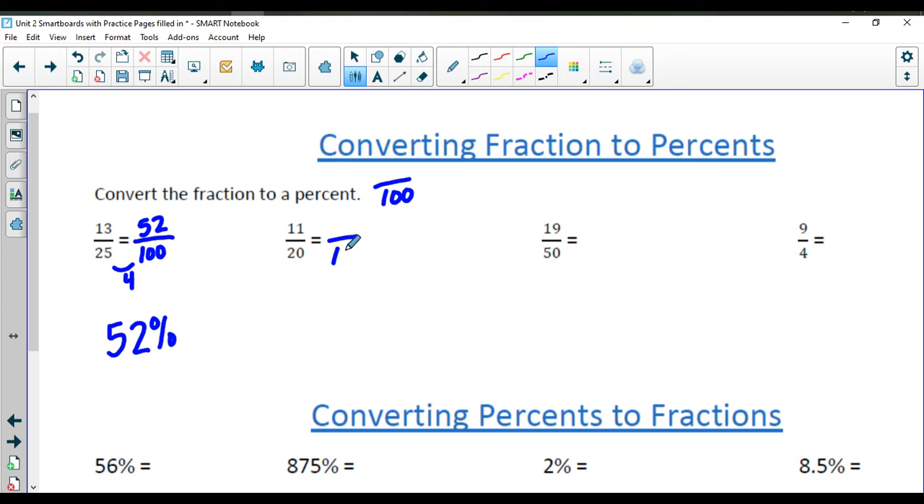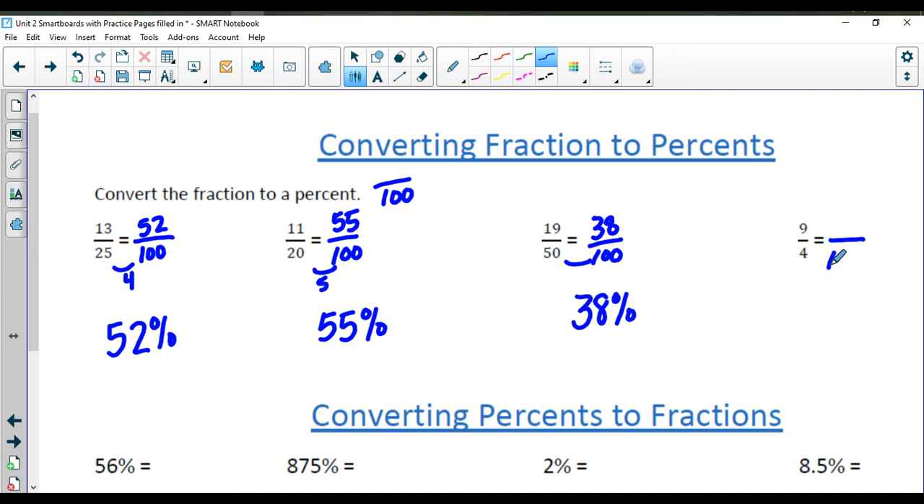In the next one, my denominator can easily be made 100 by multiplying by 5. So on the top, I'll have 55 because 11 times 5 is 55. And that's 55% then. For the next one, 19/50ths, I can change this really easily to 100. Just times it by 2. So that's going to be 38. So this is 38%. 9/4, I can go ahead and change to a denominator of 100 by multiplying by 25. If I do that on the top, that's going to give me 225. So again, take your top number and add your percent symbol then.